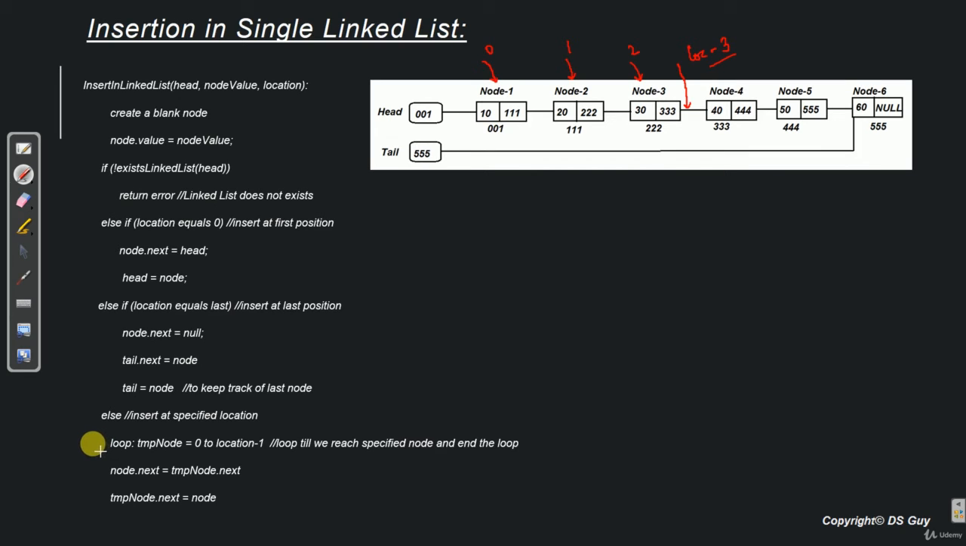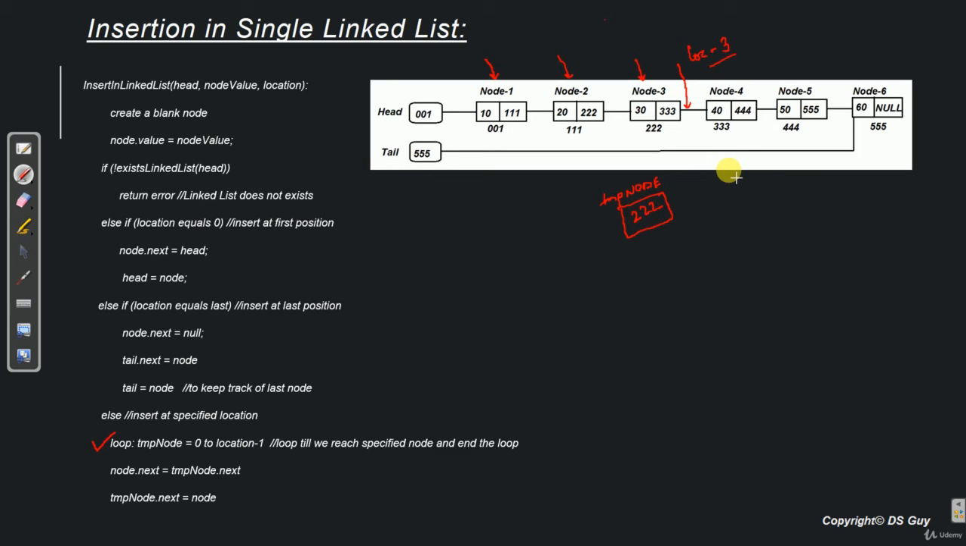Fine. So what we are doing here is we are looping from 0 to location -1. The loop first starts from node 1, it goes to node 2, then it goes to node 3 and stops there, because this is location -1. So we have a temporary variable called tmp node. This variable stores the reference of node 3, which is 222.